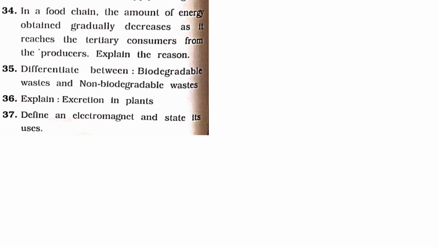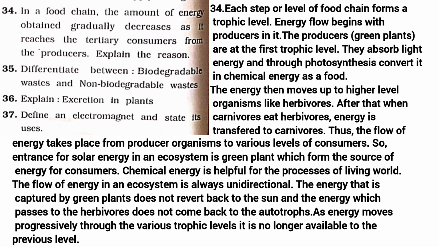Question number 34. In a food chain, the amount of energy obtained gradually decreases as it reaches the tertiary consumers from the producers. Explain the reason. Answer. Each step or level of the food chain forms a trophic level. Energy flow begins with producers. The producers are at the first trophic level. They absorb light energy and through photosynthesis convert it into chemical energy as food.